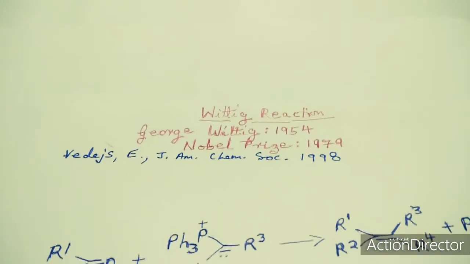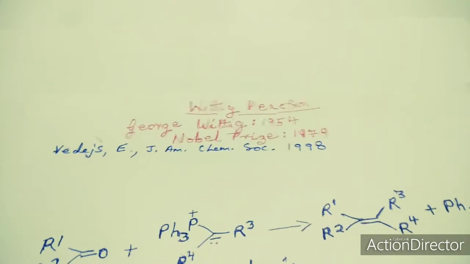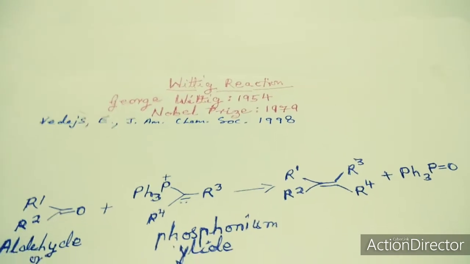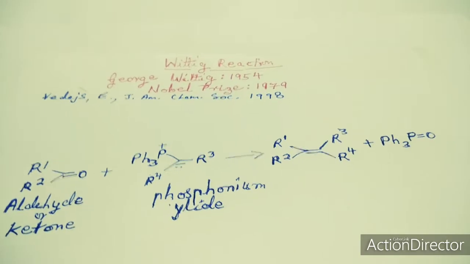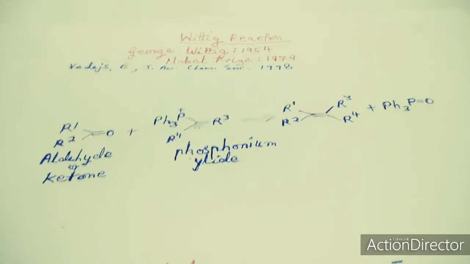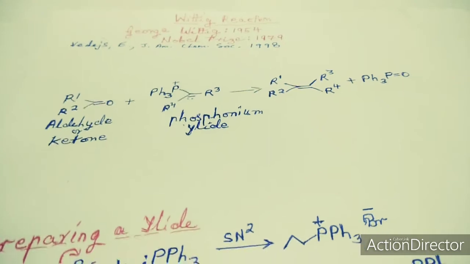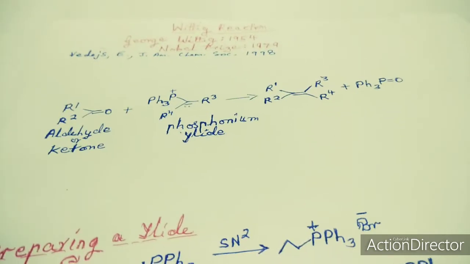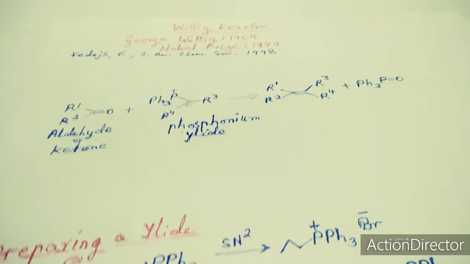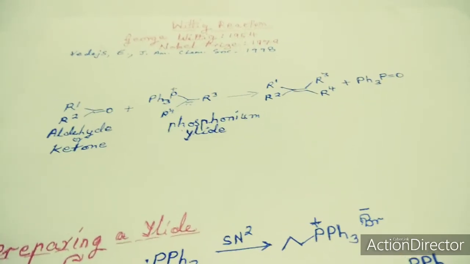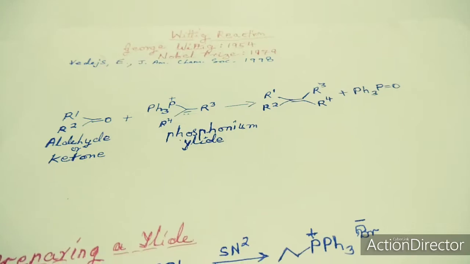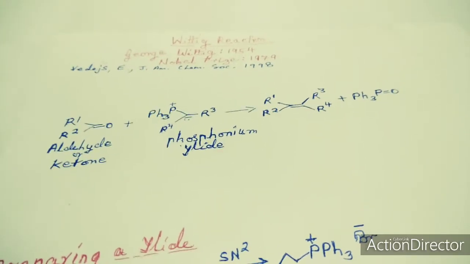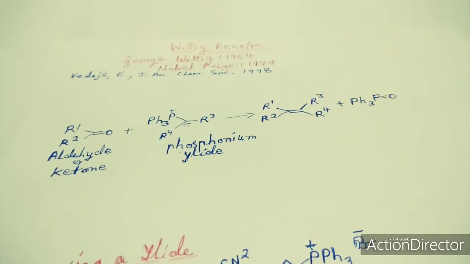Now, talking about the Wittig reaction, as to how it proceeds, basically this is a 2+2 cycloaddition reaction, implying that a carbonyl, C double bond O, reacts with a phosphonium ylide, which is again phosphorus, and there's a double bond between the phosphorus and the carbon after an ylide has been formed.